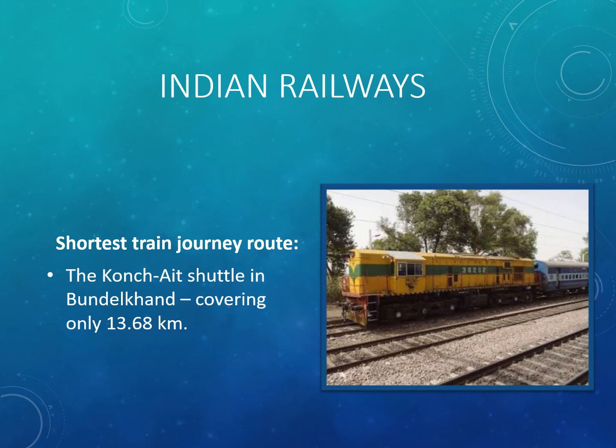The shortest train journey route, with just 3 bogies and covering 13.68 km at a sluggish pace of 30 km per hour, the Kanch 8 shuttle in Bundelkhand, Uttar Pradesh, is the shortest rail service route in the country. It covers the distance in 35 minutes and the fare is just ₹5. And this is the Kanch 8 shuttle in Bundelkhand.